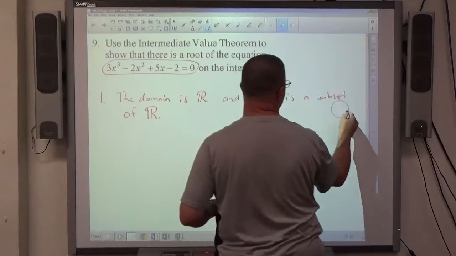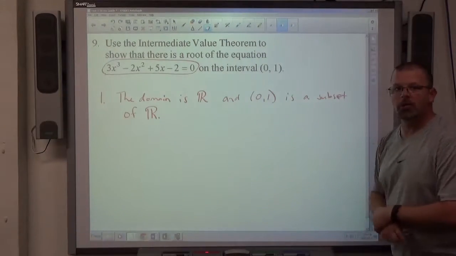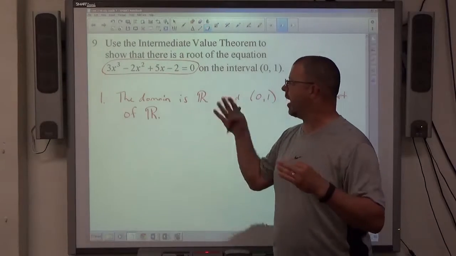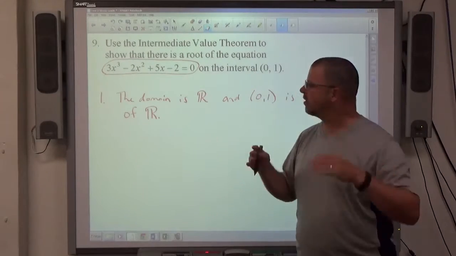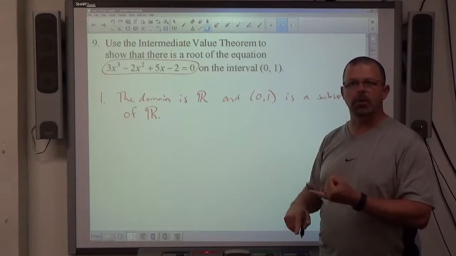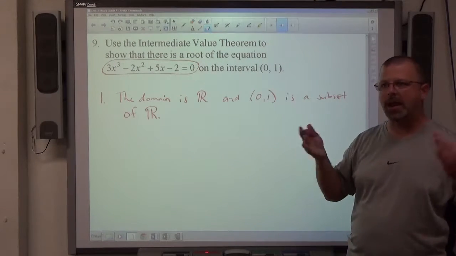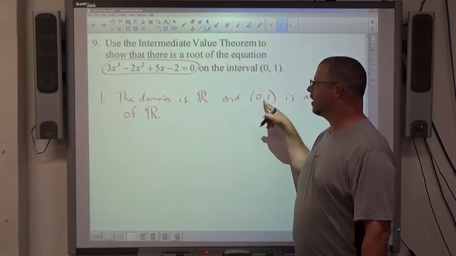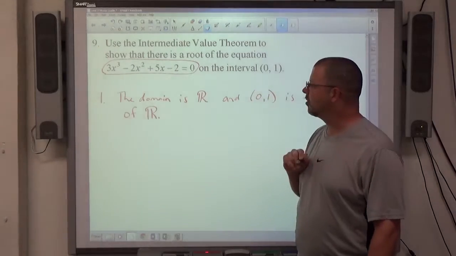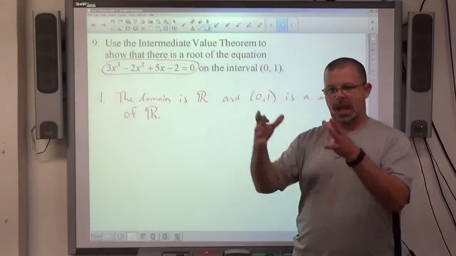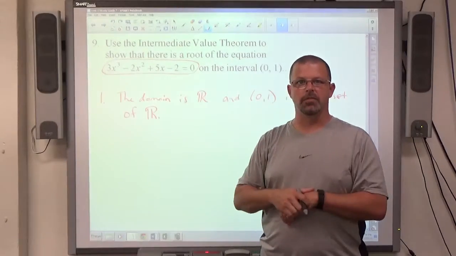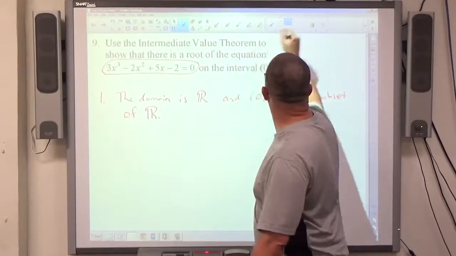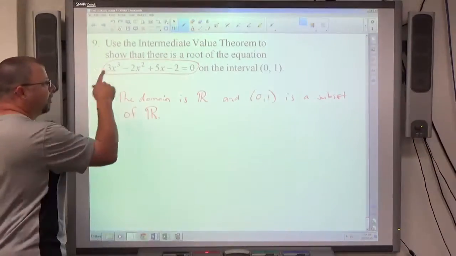Always start off with a statement of domain for the function you're going to deal with. This is a polynomial function: cubing, squaring, multiplying by 5, multiplying by 2, multiplying by 3, adding and subtracting. There's no limitations for x's in that situation. I can take any number to a power, any number times another number, any number added to another number. So there's no restrictions on this function. Domain's all real numbers. Every interval is a subset of all real numbers. The problem on the test will have a domain and the interval will be a subset of it. So this will be there, but you need to make the statement in order to apply the theorem.